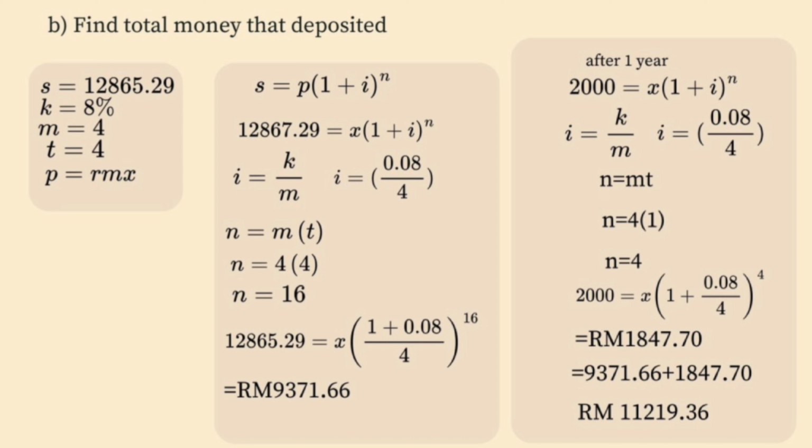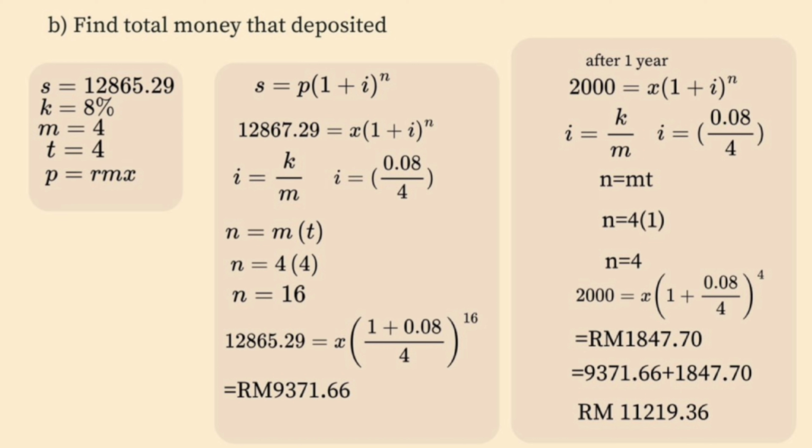We have to use this formula: 12,865 ringgit 29 cents equals x in bracket 1 plus i to the power of n. After that, we have to find the interest per period. So i is equal to 0.08 over 4. Next, we have to calculate n. Total of n is 16. So 12,865 ringgit 29 cents equals x in bracket 1 plus 0.08 over 4 close bracket to the power of 16. So the total of x is RM9,370.66. After 1 year, 2,000 was withdrawn.